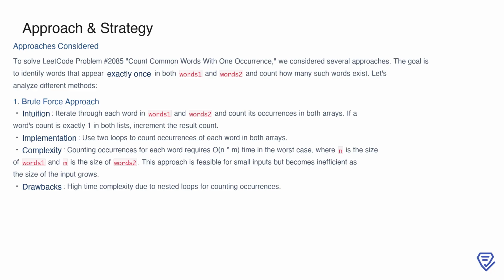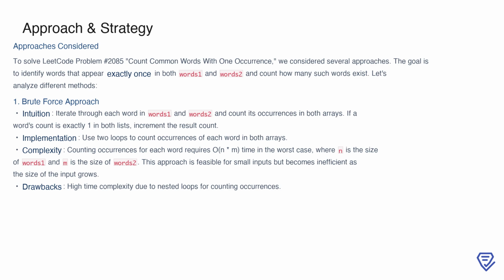To solve the problem of counting common words with exactly one occurrence, we explored a few different approaches. First, the brute force approach. The idea here is straightforward. For each word in the first list, we count how many times it appears in both lists. If the count is exactly 1 in each list, we increase our result count. This method uses nested loops, where the outer loop checks each word, and the inner loop counts its occurrences.